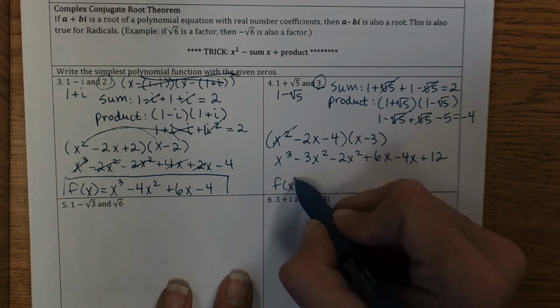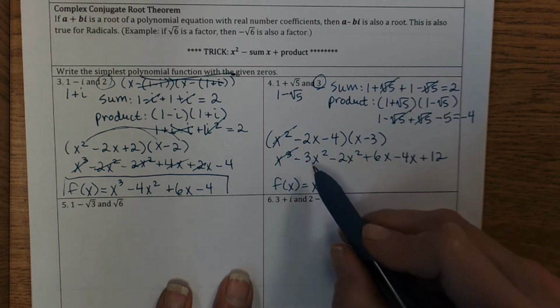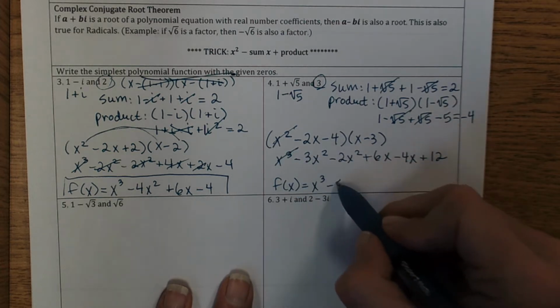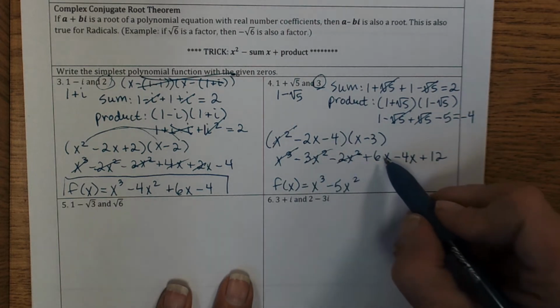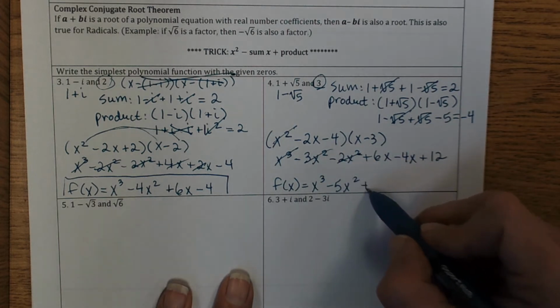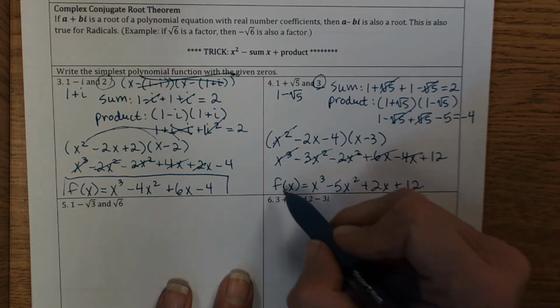Combine all of our terms. So x to the third, got that one. I've got my 2x squareds, so that's going to give me negative 5x squared. I've got my 6x, and minus 4x is plus 2x. And then bring down my constant, plus 12.